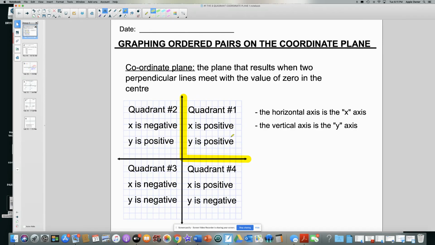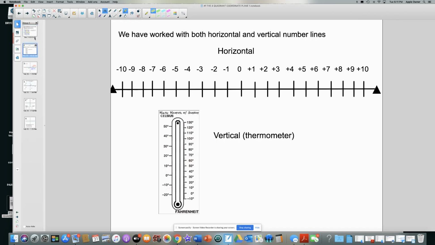The first being positive and positive. The second, x is negative and y is positive. The third, x is negative and y is negative. And in quadrant 4, x is positive and y is negative. And the reason is, if we look here, think of it this way.